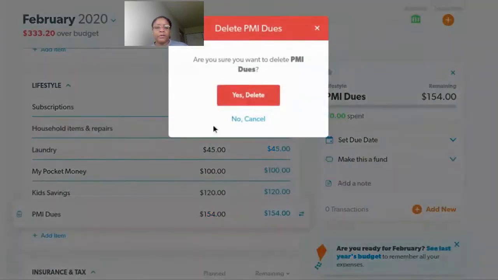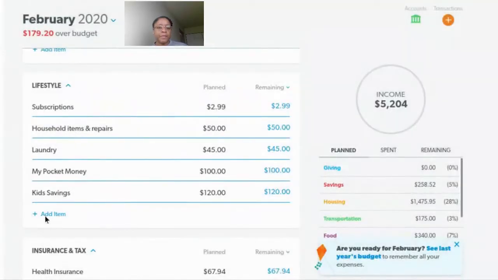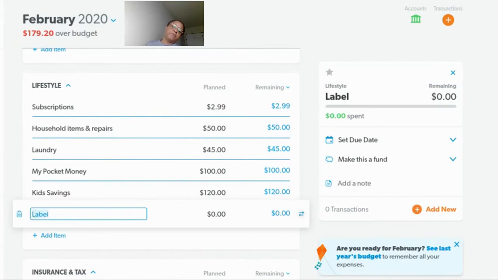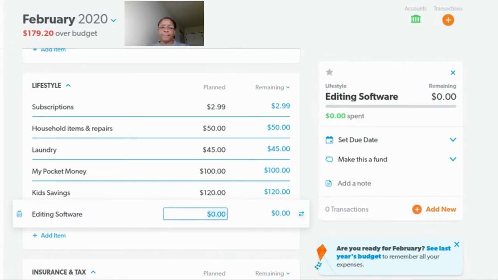PMI dues, I am going to delete this one, and I'm going to add a new item. I could have just renamed that one, but I didn't want to. I'm estimating that to be $220, and that's based off of what I paid last year.